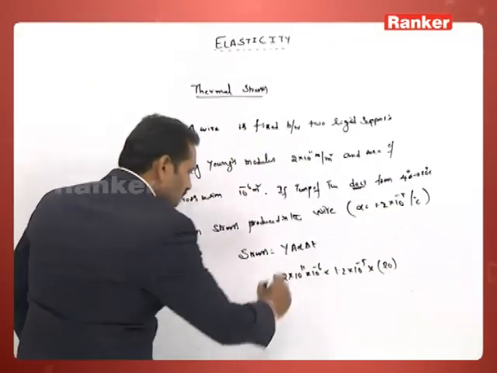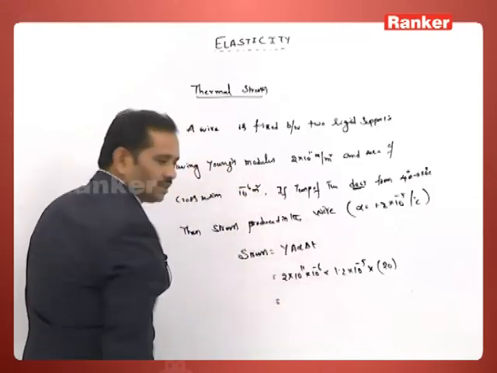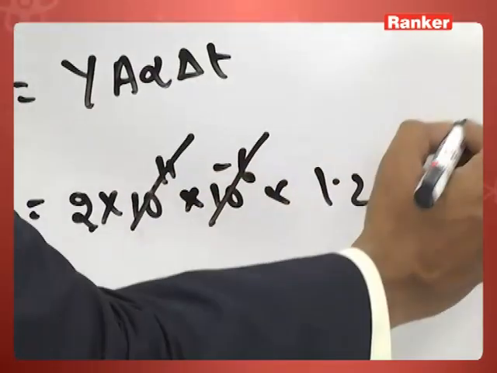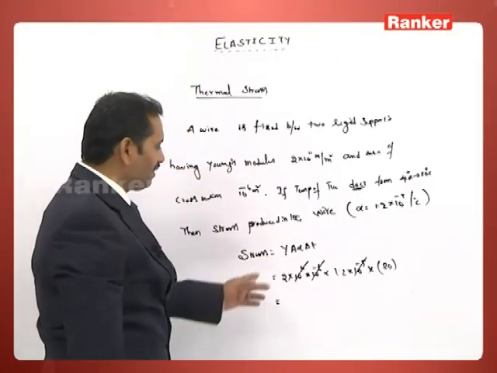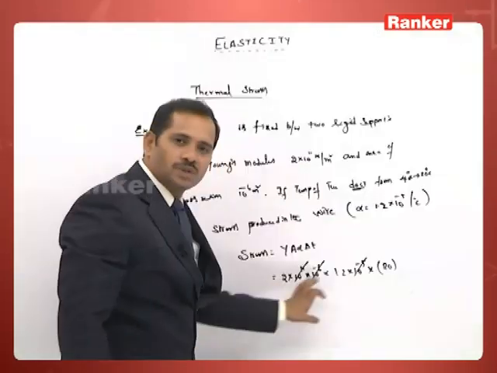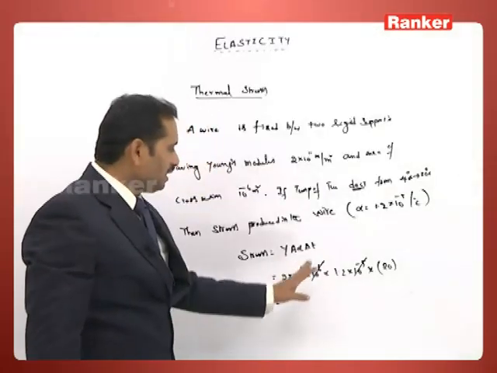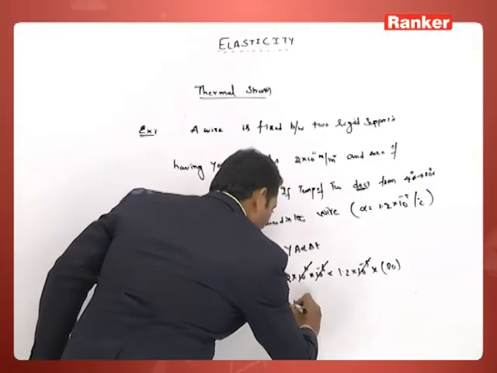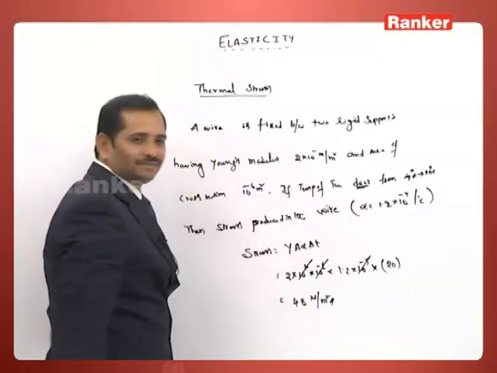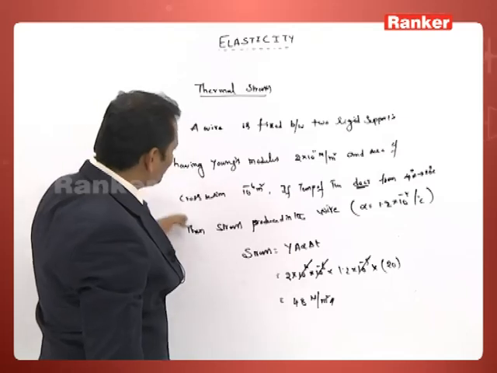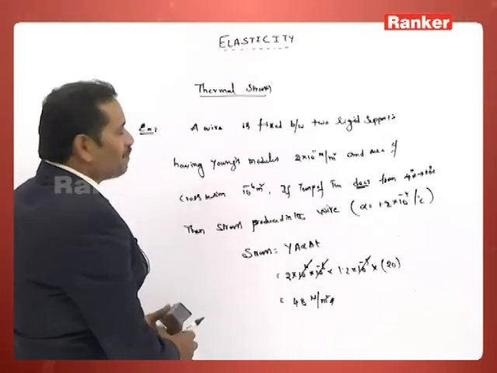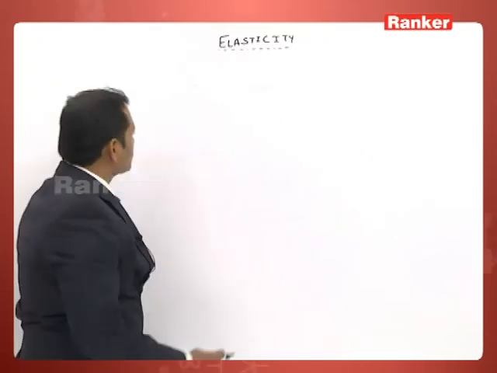Now, 2 into 10 power 11 and 10 power minus 11 cancel, plus 11 minus 11 cancel, then 2 into 20 is 40, into 1.2. So that is 48 Newton per meter square, the stress developed in the wire. In this way they can give direct questions based on this, like BITSAT exams.